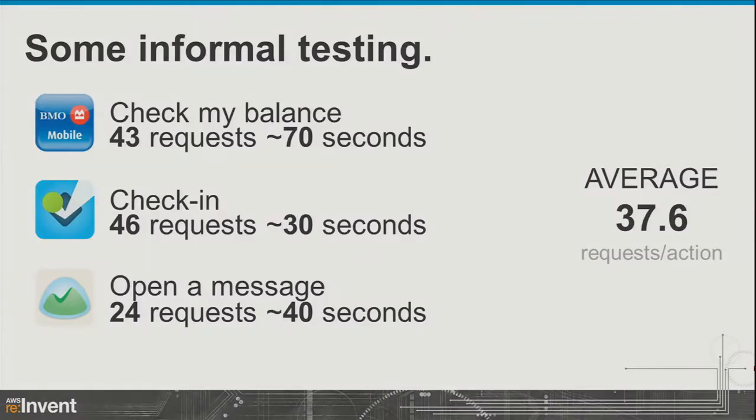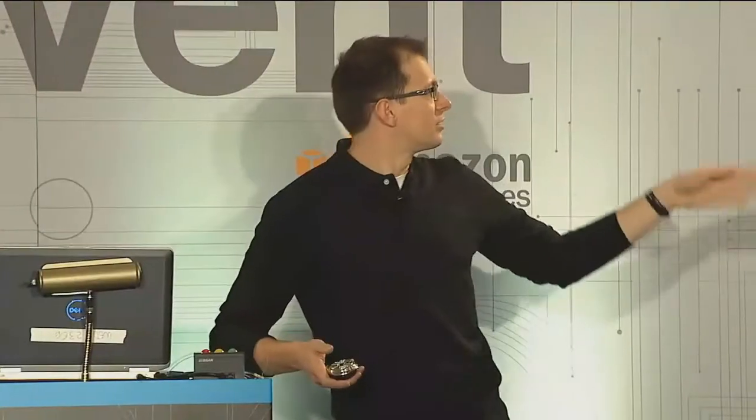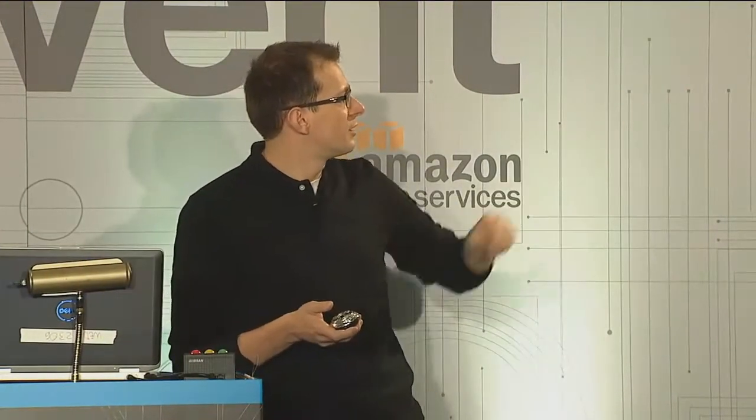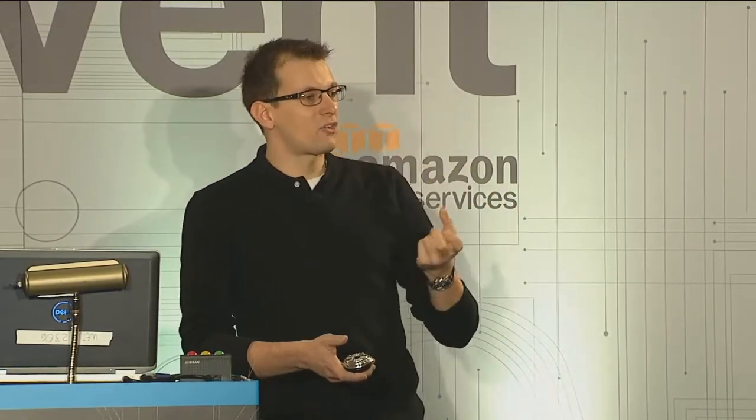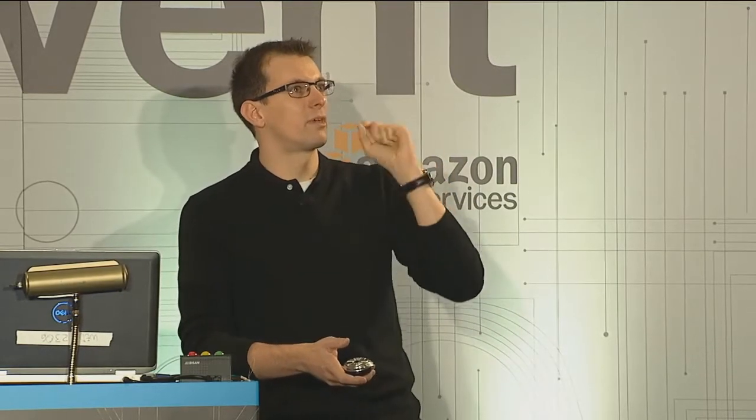These are by no means formal numbers or an actual real benchmark, but I tried it out. Just starting the application and checking my balance on my bank account took about 70 seconds and 43 API calls. A check-in on Foursquare, starting the application and just doing a check-in, was 46 calls. Reading a message on Basecamp from opening was 24.